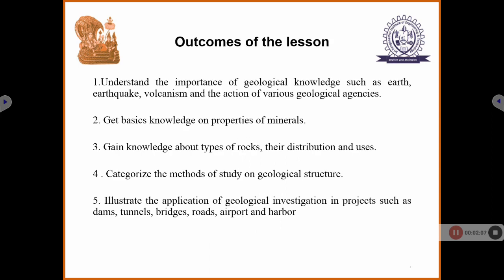And to illustrate these geological applications and investigations in projects, like the main sources of the nation, country and state projects, such as dams, tunnels, bridges, roads, airports and harbours. Since all these are the economy of a country, these projects directly affect the nation's improvement and development.